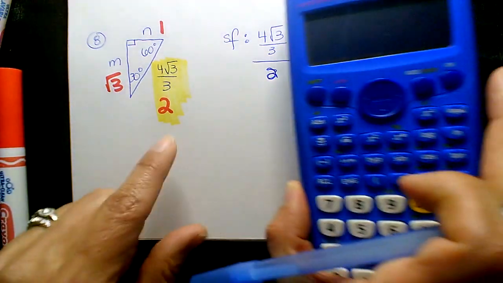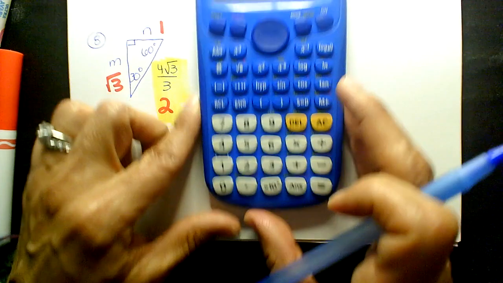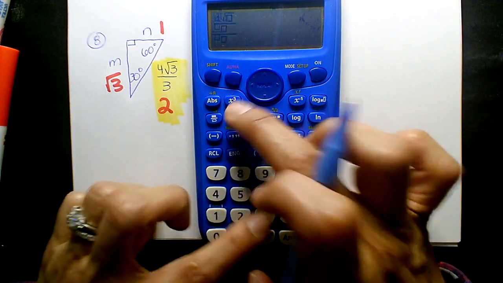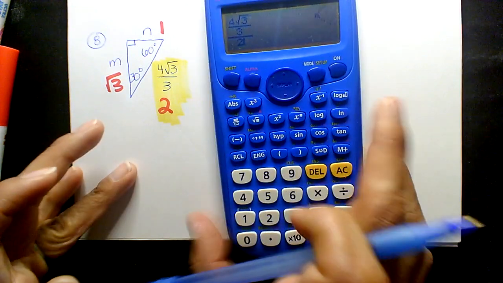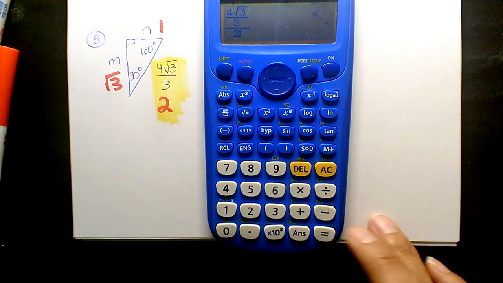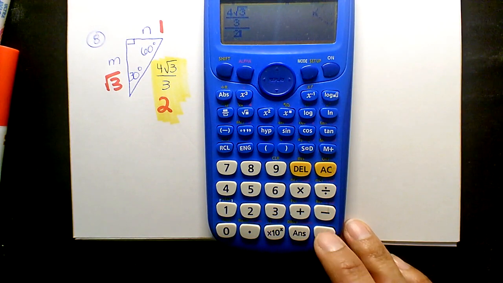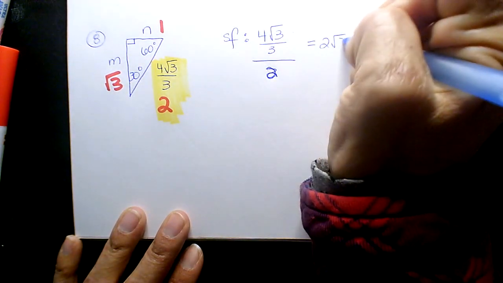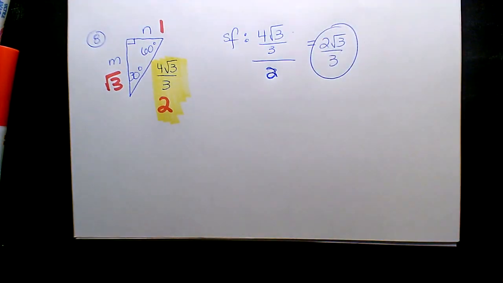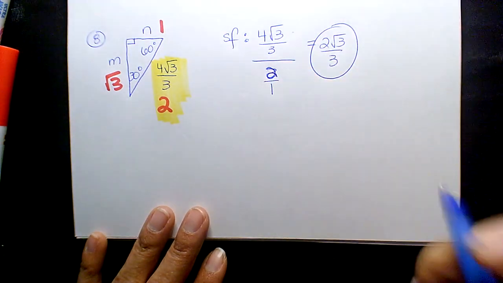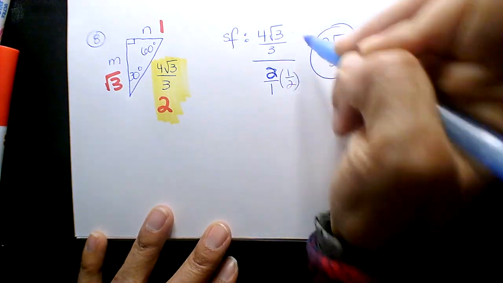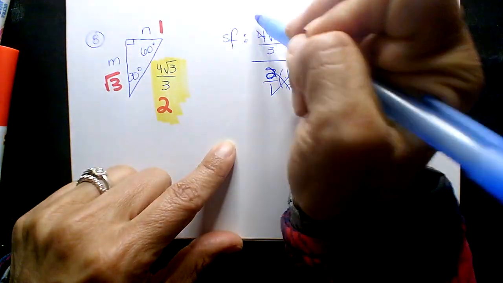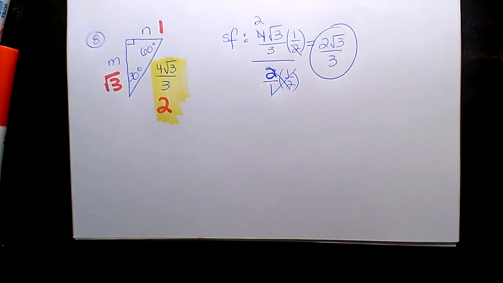All right, so throw that in the calculator. If you hit the fraction button twice, you type 4 rad 3 over 3, over 2. It's going to give me 2 rad 3 over 3, and this is my scale factor. Why is that? You guys know how to do a reciprocal. What's the reciprocal of 2 over 1? 1 over 2. So this gives me the 1. 2 goes into 4 two times, and that's why we're getting 2 rad 3 over 3.